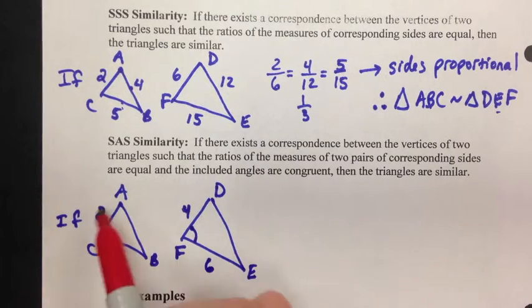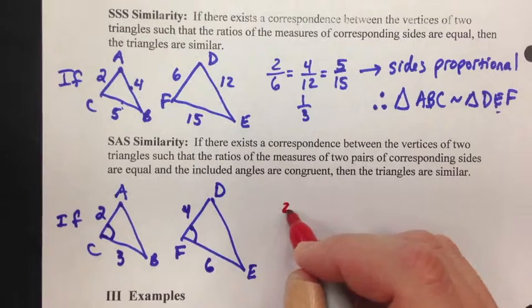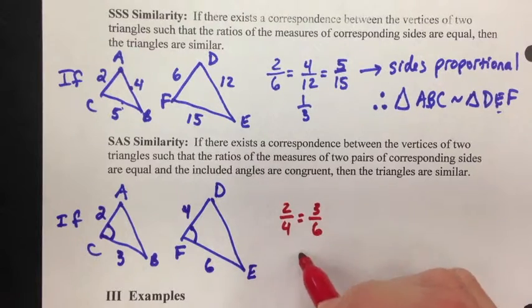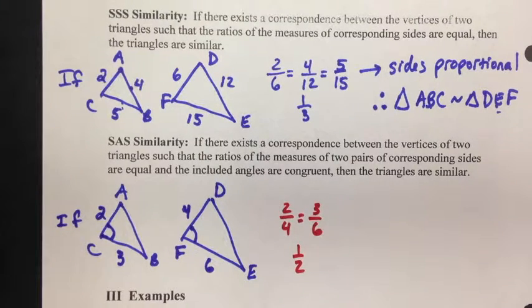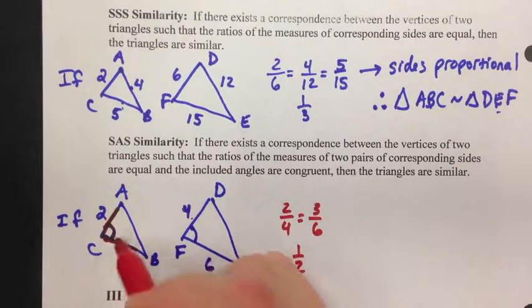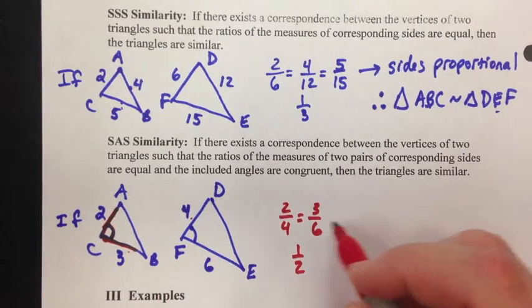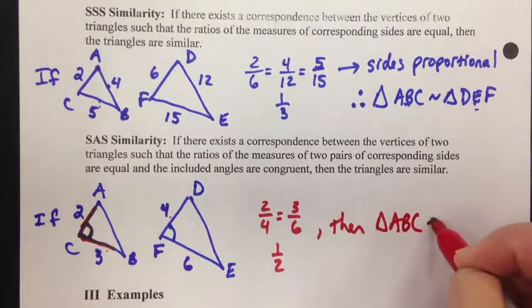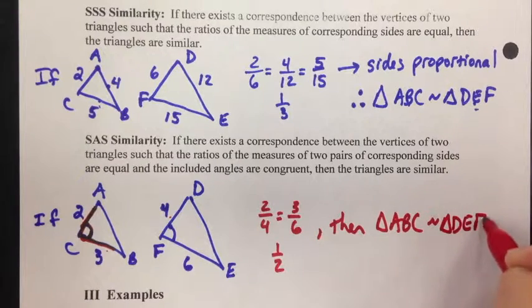Now, if you look at the sides, 2 over 4 and then 3 over 6, those are proportional, right? They both give you 1/2. And then the angles between them are congruent. So if you have two sets of sides that are proportional and the angle between them, the included angles, are congruent, then that's side, angle, side. The angle has to be between the two sides. So if we have this, then we can say triangle ABC is similar to triangle DEF.